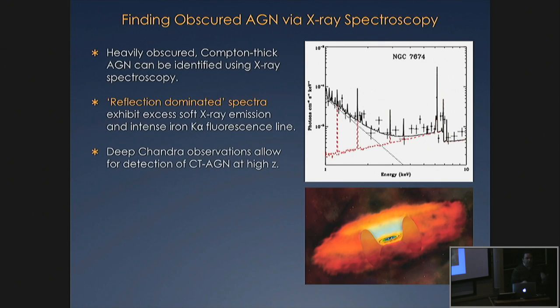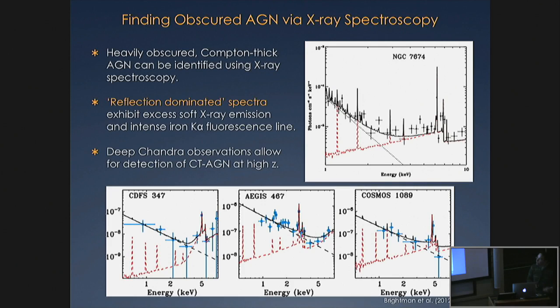We used the deep X-ray observations in the CANDELS fields to search for these signatures. These are three examples in the CDF-South, AEGIS, and COSMOS, where we see this uptick, this soft excess at low energies. Using a two-component fit, where we fit the intrinsic spectrum and then the scattered component, we can come out with an estimate of the neutral hydrogen column density, the obscuring column density, an NH value for these, and effectively pick out our candidate Compton-thick sources. This is from a study by Murray Brightman from a couple of years ago.